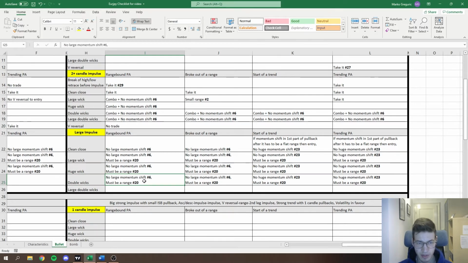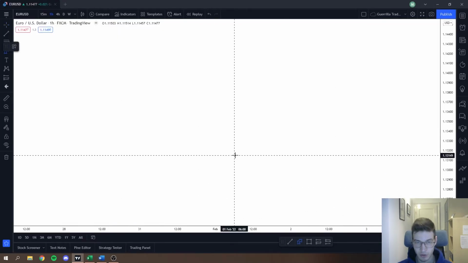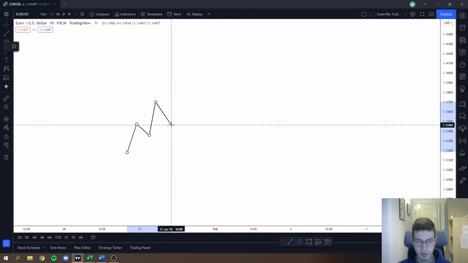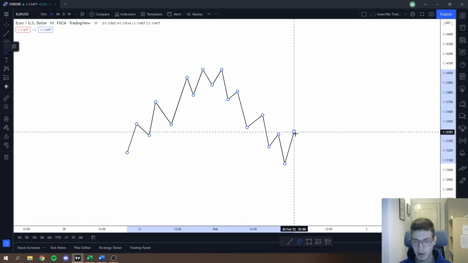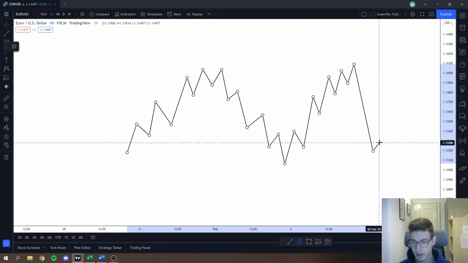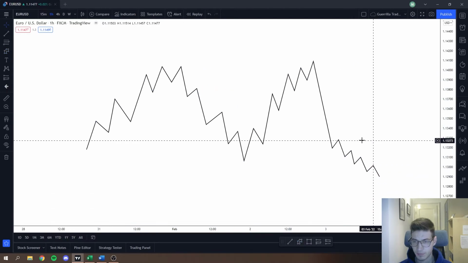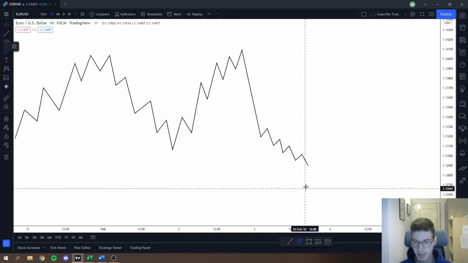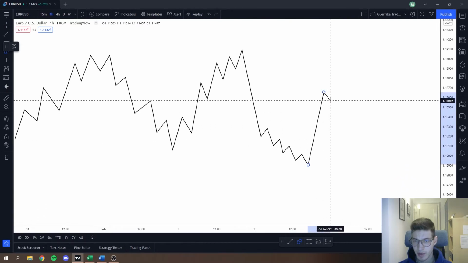We have no large momentum shift, plus there must be a range. Let me draw it down for you so that you can maybe visualize what I'm saying. So we have a range. As I said, it is a range bound price action for this example. Then we have a large impulse and we have a small descending at the end of the impulse. After this descending, we have a reversal to the upside and it is a large impulse also.